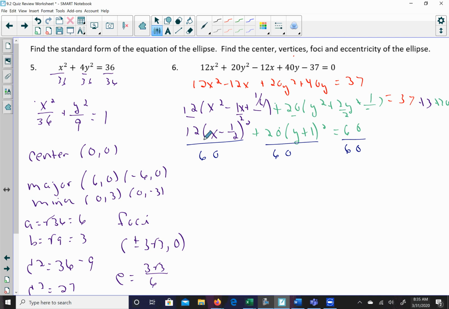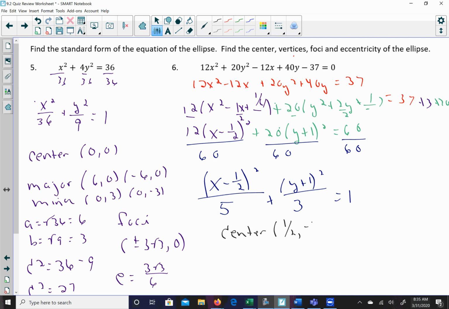When I divide everything by 60, I end up with x minus 1/2 squared over 5 plus y plus 1 squared over 3, and this is equal to 1. So my center is whatever I'm subtracting from my x and whatever I'm subtracting from my y. So my center will be (1/2, -1).